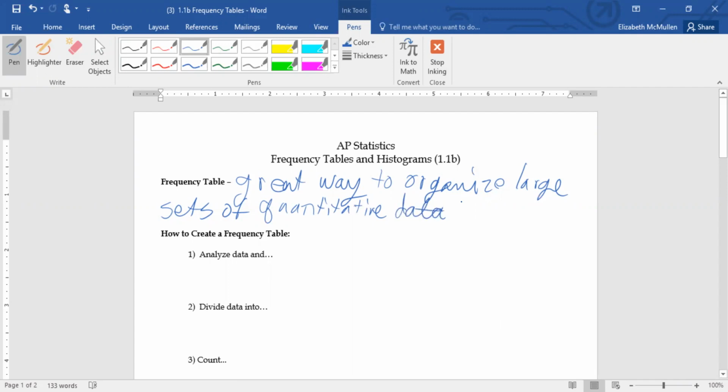All right, so let's look at how we create a frequency table. Step one, analyze data and determine your range, low to high. So my data runs from 0 to 5, or my data runs from 100 to 2,000. My data runs from 5 million to 12 million.